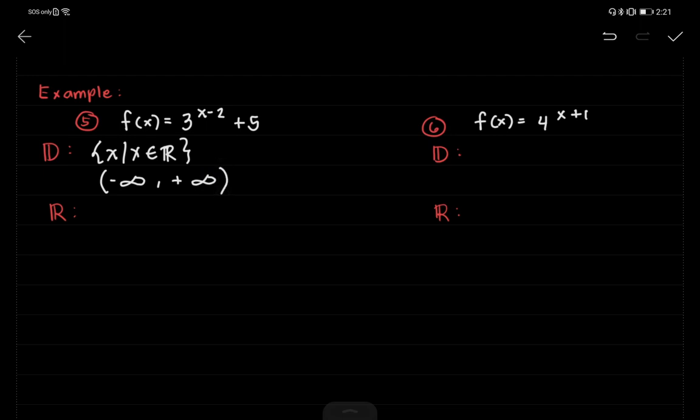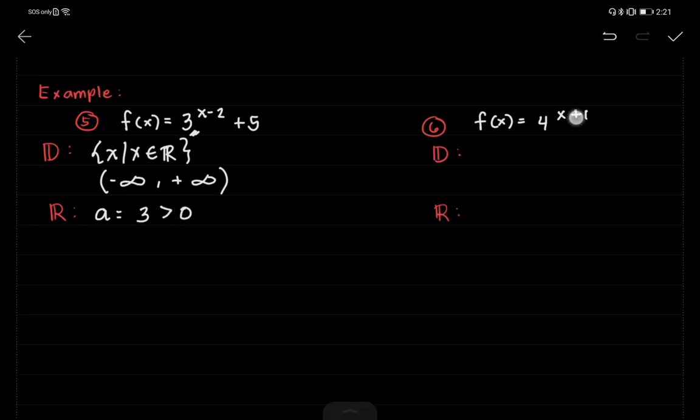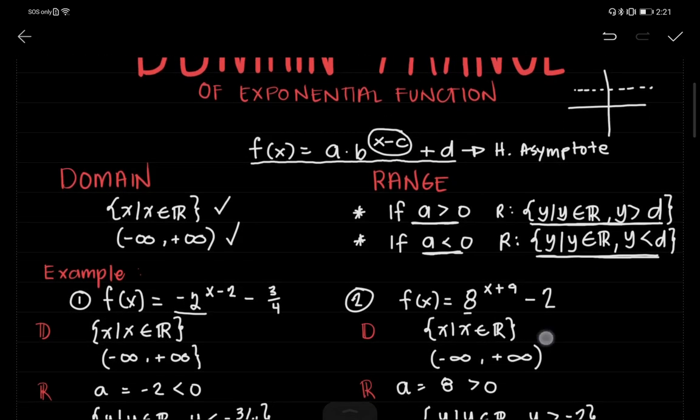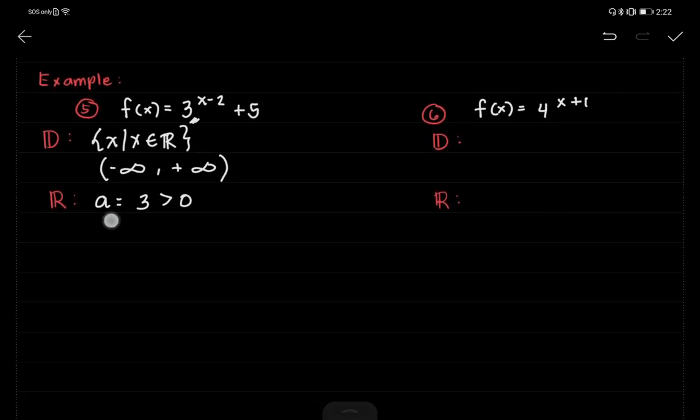Then, our range here, we have to get the value of our a. So ang a natin is yung 3. Since 3 is greater than 0, therefore yung titingnan natin is yung may greater than. A is greater than 0. So ito yung ating magiging y value or our range. So therefore, we can express our answer as a set of y such that y is an element of all real numbers where the value of our y is greater than yung ating horizontal asymptote, which is yung 5. So this is greater than 5.